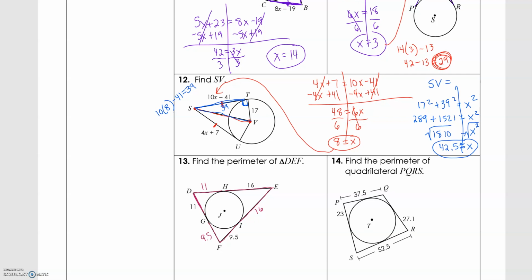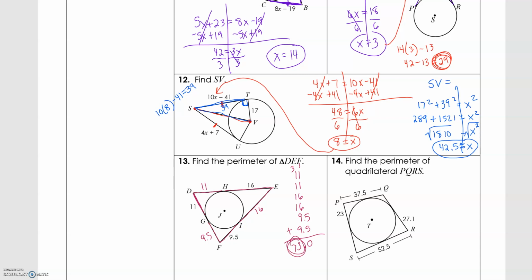So then all I do is add 11, 11, 16, 16, 9.5 and 9.5. That gives a total of 73, so pretty sure 73 is the answer.